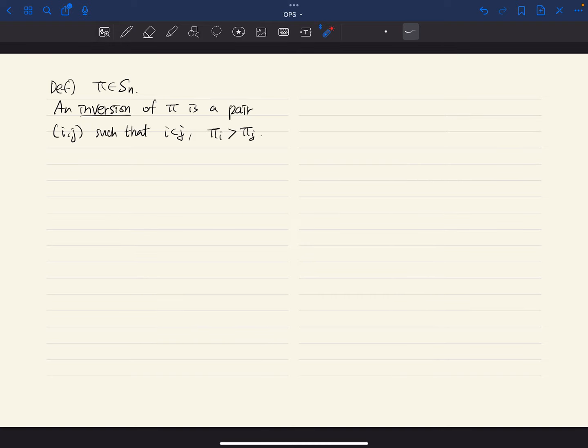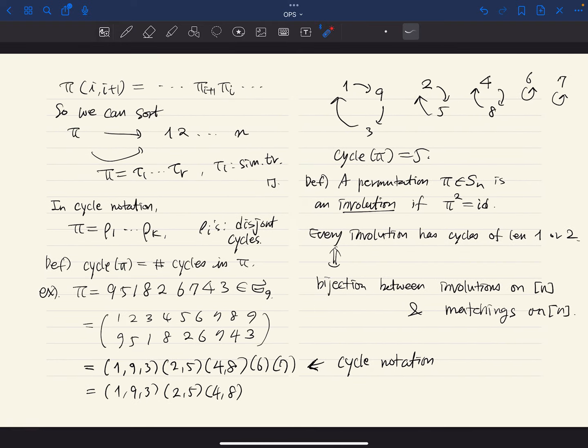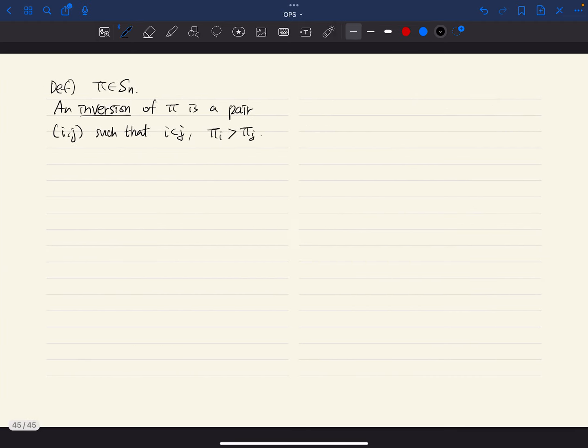So for example, what are the inversions? There are many, but let me find a few. 3, 5 is not an inversion because this is correct order, but 4, 8 is an inversion because 8, 4 is out of order, and 4, 9 is an inversion because they are out of order, etc. So the inversions are like that, and inv of pi is the number of inversions in pi.